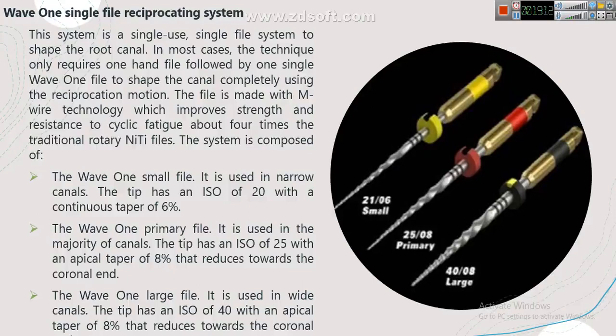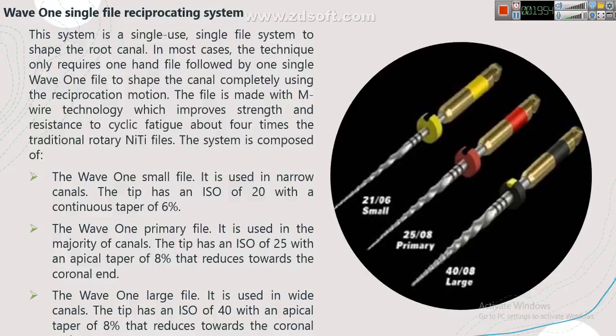The system is composed of what? The WaveOne small file, with the color code yellow, is used in a narrow canal. When we talk about the WaveOne small file, keep in mind that this file is designed for the narrow canal. So the length is 21, the taper is 0.06. The tip has an ISO size of 20 with a continuous taper of 6%.